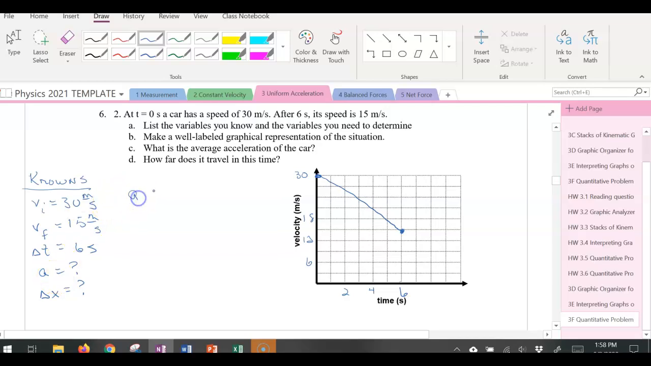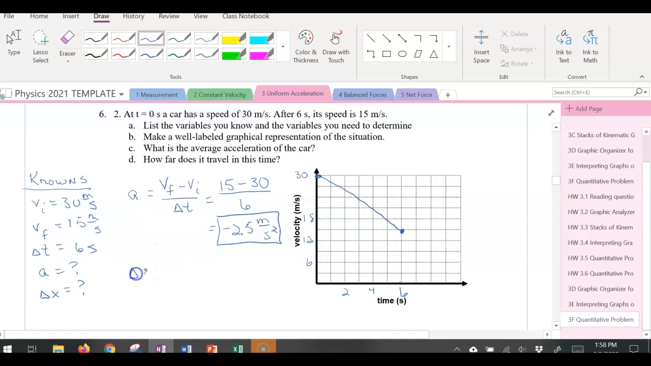So the average acceleration is final minus initial velocity divided by elapsed time. Here I'm going to get a negative value, right? Because my final velocity is smaller than my initial. So I end up with negative 2.5 meters per second squared.